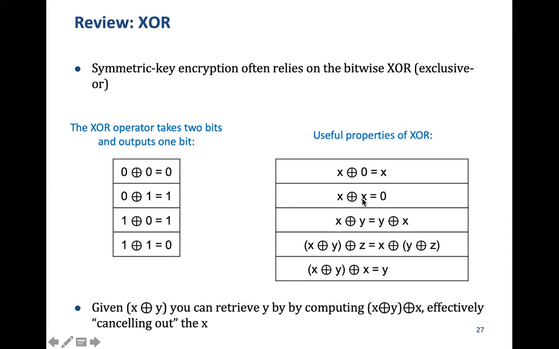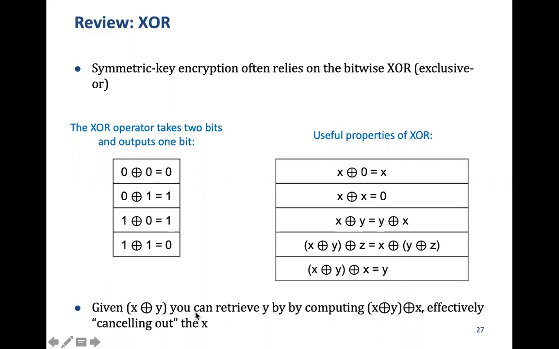Similarly, X exclusive OR X is 0, and then we have these properties, right? X exclusive OR Y is the same as Y exclusive OR X, and another property: (X exclusive OR Y) exclusive OR Z is the same as X exclusive OR (Y exclusive OR Z), right? And so on. And the last one is also really important: X exclusive OR Y exclusive OR X is equal to Y. Now this one we will use.